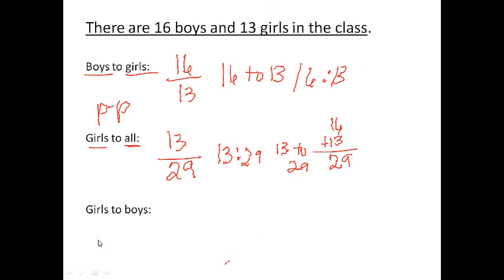Okay? And then now we're just switching the order of the first one. Now it's girls to boys. So instead of 16 to 13, it'll be 13 to 16, 13 to 16, and 13 with the word 2 to 16. And you can see either one of these 3 ways. Don't get used to the one way that you like the best because they can ask it in any way and you need to be able to recognize it.